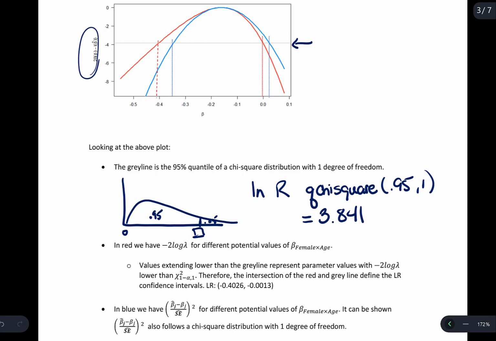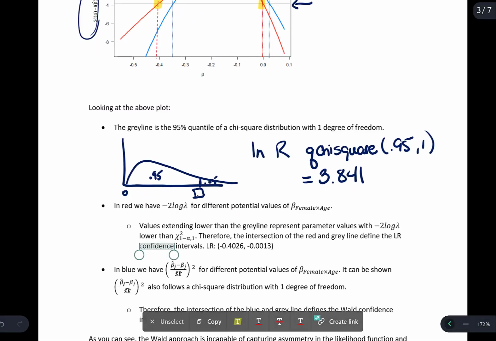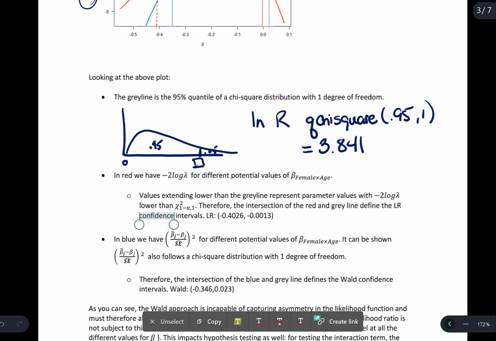All right, so now let's talk about the red curve. In the red curve, you have minus log lambda for different values of the interaction term. Values extending lower than the gray line represent parameter values with negative log lambda lower than the chi-square. Therefore, the intersection of the red and the gray line defines the likelihood ratio confidence intervals. We can see that where this red line crosses the quantile, here and here.